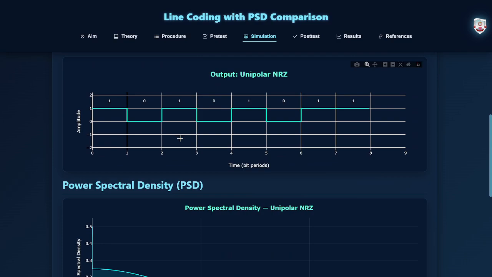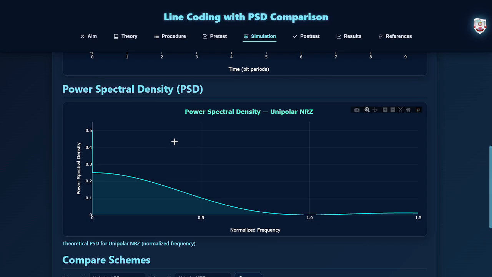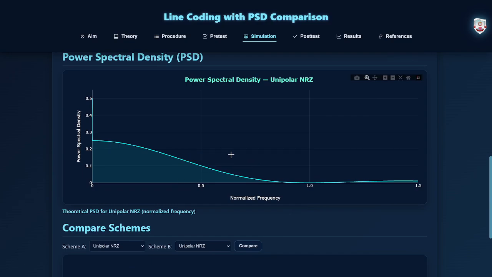Power spectral density. Below the waveform section, we can observe the power spectral density graph. The PSD graph shows how the signal's power is distributed across different frequencies. For example, in unipolar NRZ coding, we can notice a strong component near zero frequency, which indicates the presence of a DC component. Other coding schemes such as Manchester coding reduce the DC component but require more bandwidth. By observing the PSD graphs, students can understand the frequency characteristics of each line coding scheme and compare schemes.